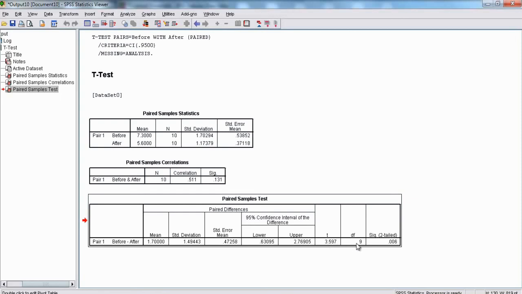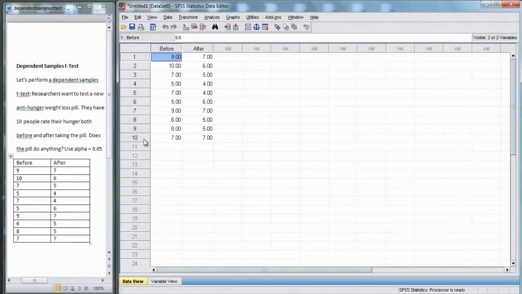So here t is equal to 3.597 with degrees of freedom of 9 and a p-value of 0.006. Because the p-value 0.006 is less than 0.05, we are going to reject the null hypothesis and say that there is a difference between before and after. It means that the pill from our experiment could make a difference when it came to hunger.